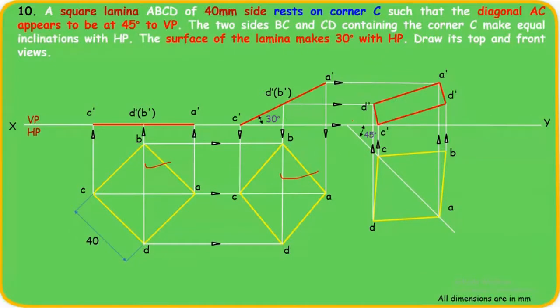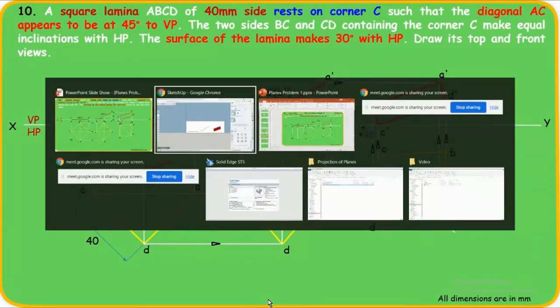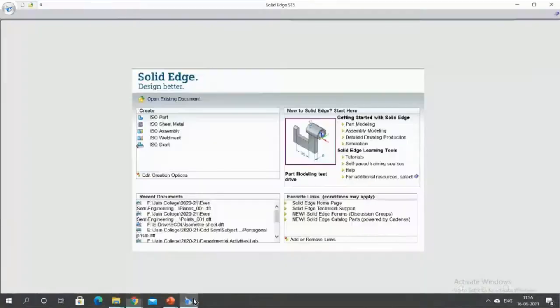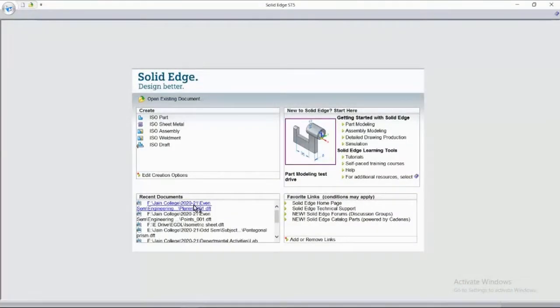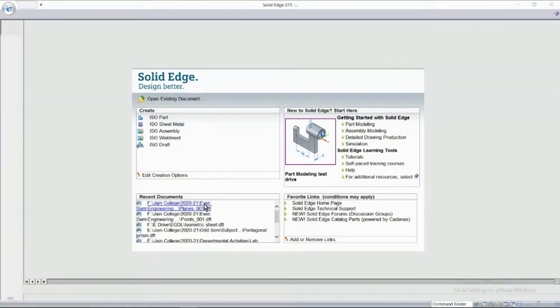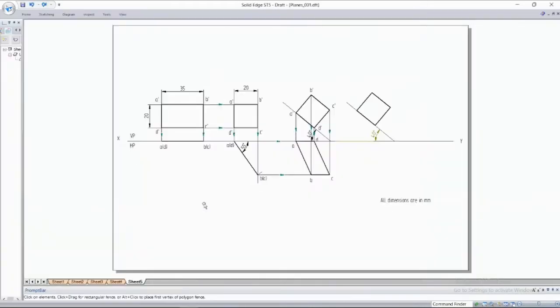So let's see how to draw it in Solid Edge, and you do it manually. Let me come here. You can start doing it. First, draw the XY line. Indicate the vertical plane, horizontal plane, and indicate X and Y.